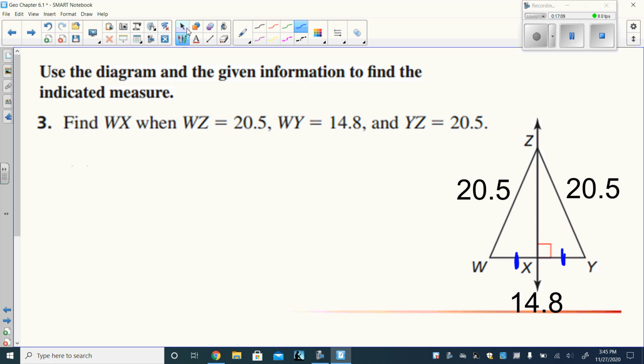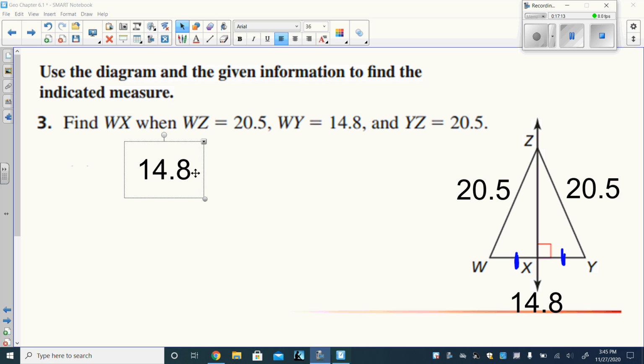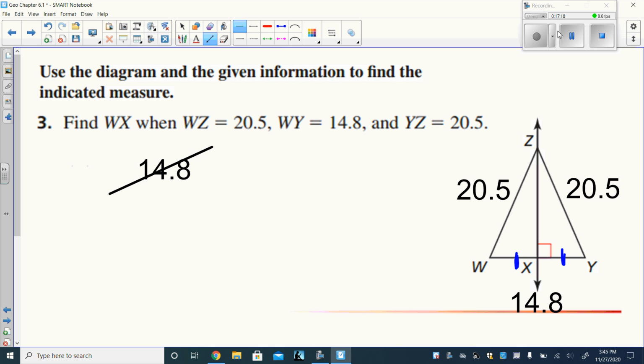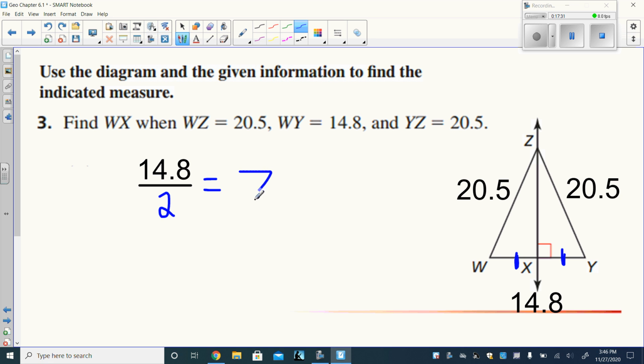So what we can do is take this 14.8 and cut it in half. Really, we're dividing it by 2, because it's cut into 2 equal parts. What we're going to get is 7.4. And the value of the segment that we're looking for, wx, is half of the length of wy, which would be 7.4. And that's all we have to do for this here.